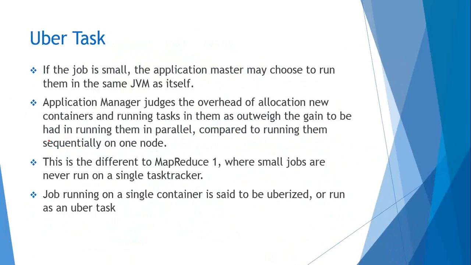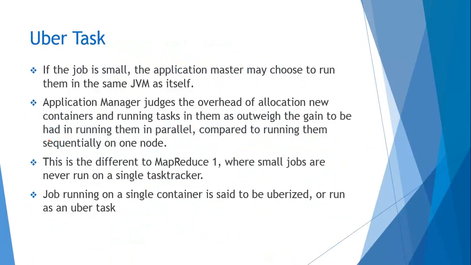If the job is small, the application master may choose to run it on the same JVM instance as itself. Based on how big your job is, the application master thinks about whether it makes sense to communicate with the resource manager, negotiate for the resources, then go to the node manager and ask it to spawn another container. All this bookkeeping activity, does it make sense for a smaller job? Will the bookkeeping take more time, or would running the job locally take less time compared to the bookkeeping?